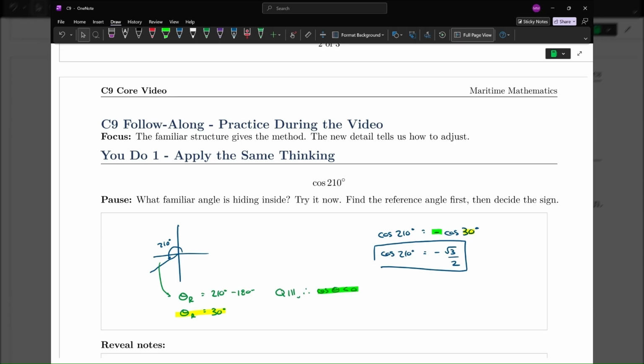So again, back to that familiar line, that triangle gives us the size, the reference angle tells us the size of the ratio, and the quadrant tells us the sign of the ratio. That's it. So let's look at one more.